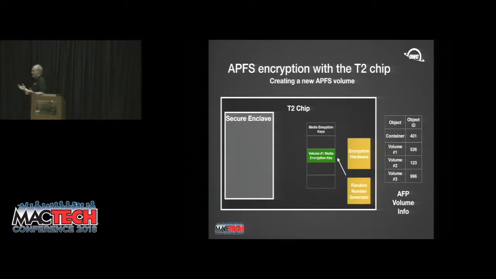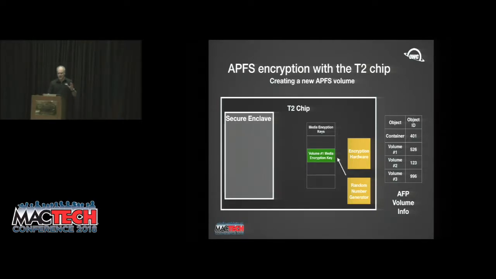So when you want to create a new volume, you're going to ask, I think the random number generator is actually in the secure enclave, but I'm not sure. You're going to ask it for a new 256-bit key. It's going to be your media encryption key, right? So it's going to be the thing the encryption engine uses to encrypt and decrypt all your data.